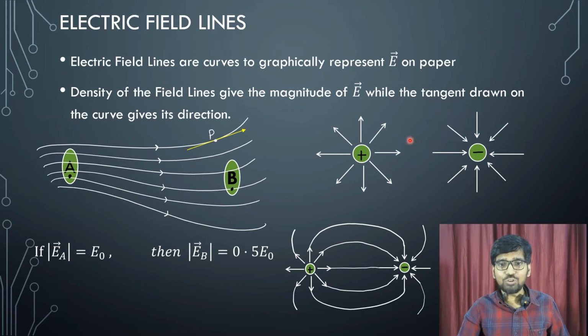Fine. I have drawn electric field lines in 3 cases, first, second and third. In case 1, these are electric field lines due to a positive charge. These are electric field lines due to a negative charge, and in this case electric field lines due to a pair of positive and negative charge. Fine. Let's move to the next slide.